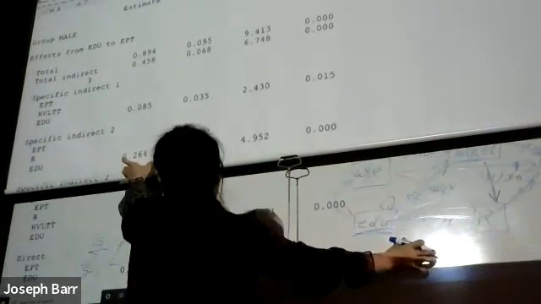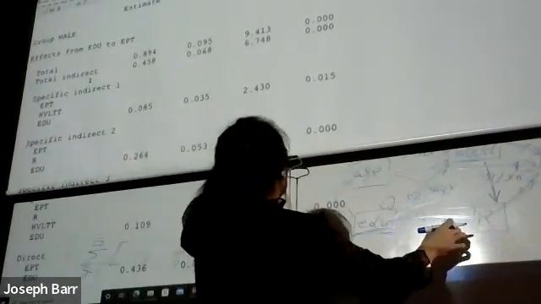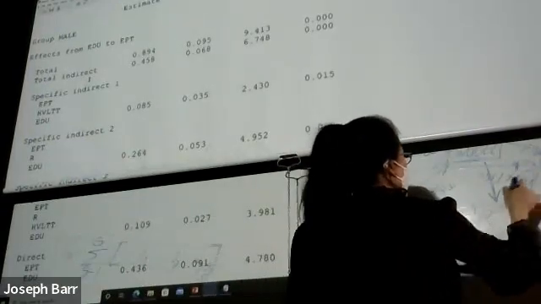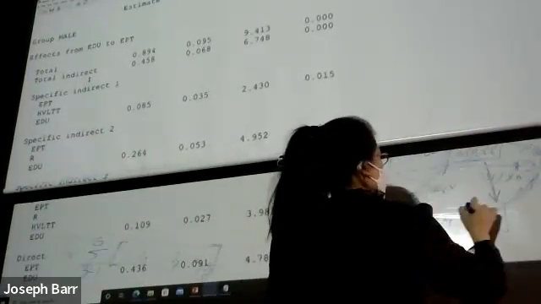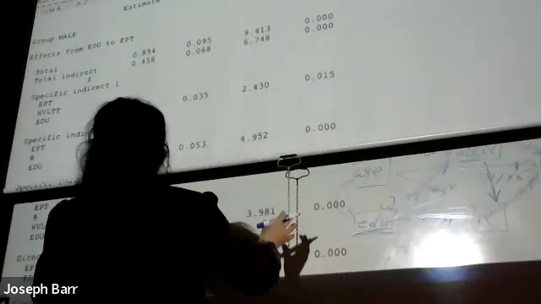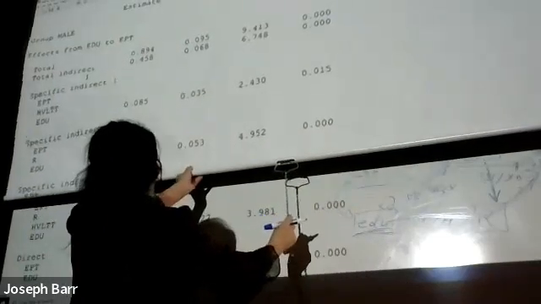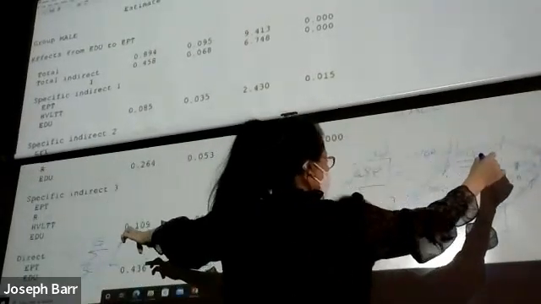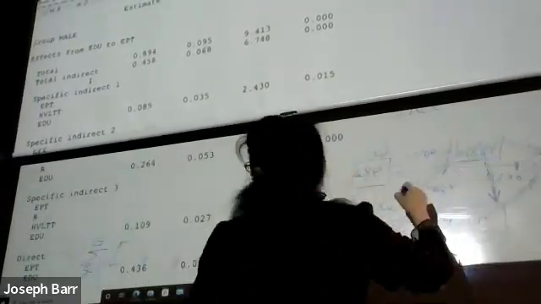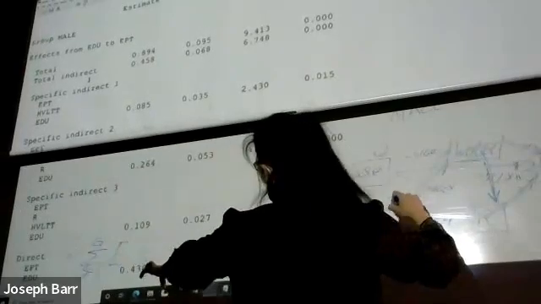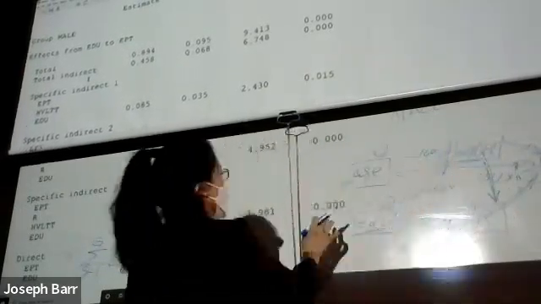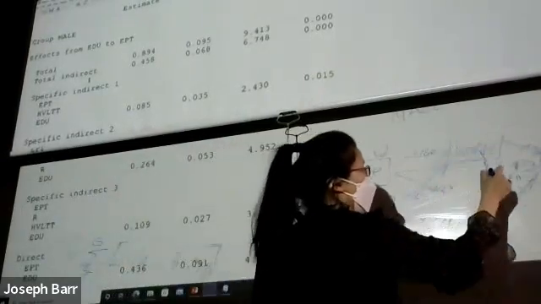The estimate here, standard error here, ratio and probability is still significant. Okay, so this is significant, this is significant. We also have the path from EDU to HVLTT to R and then to EPT. Okay, so we have here, here, here, here, and it's significant. So we have this indirect path.